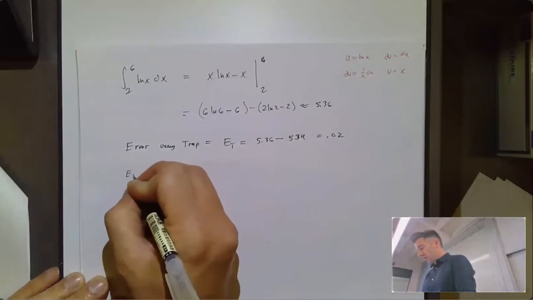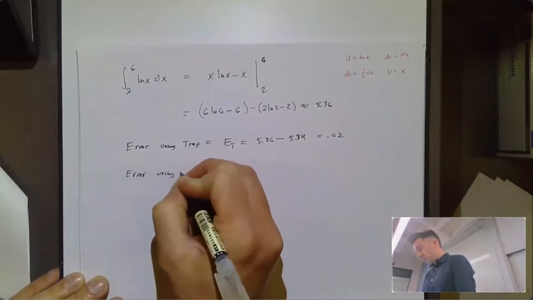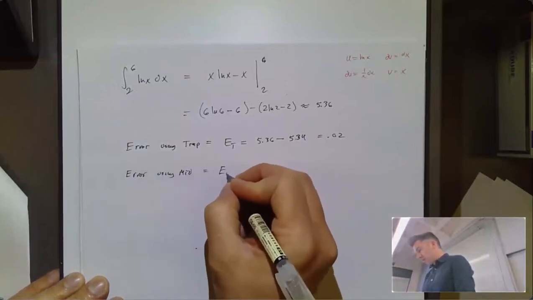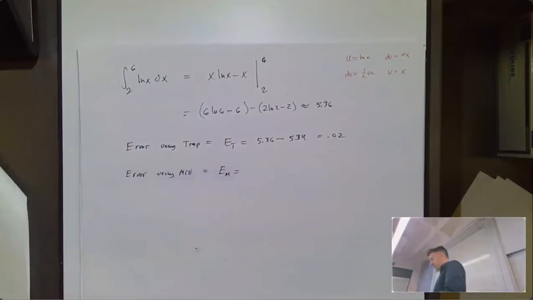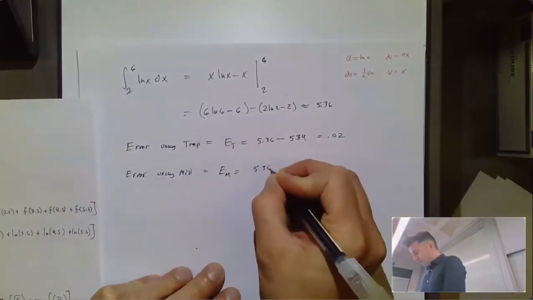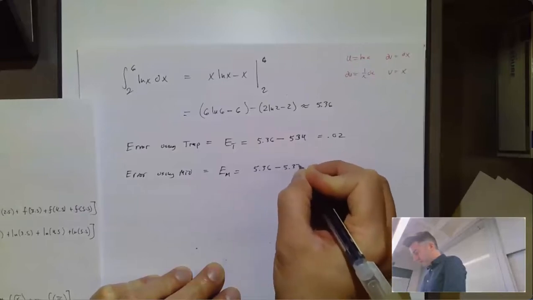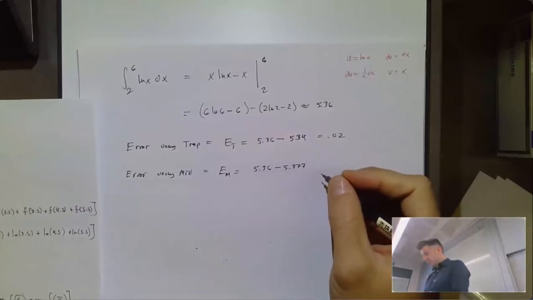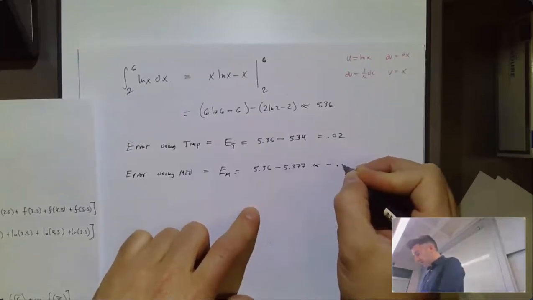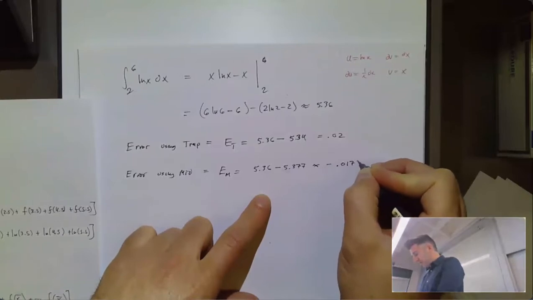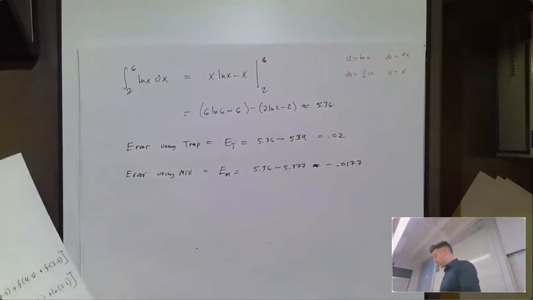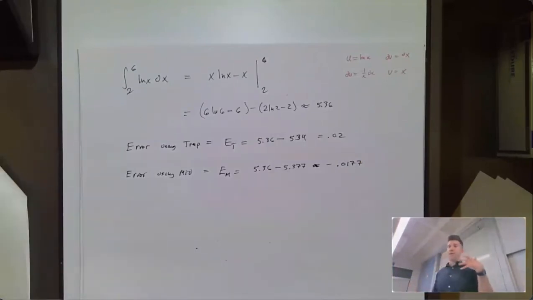Using the midpoint rule, our midpoint rule estimate, I don't remember what it was, it's 5.377. So that's approximately negative 0.0177. So a slightly better estimate. Not surprising to me, right? The midpoint rule usually gives a better estimate than the trapezoid rule.